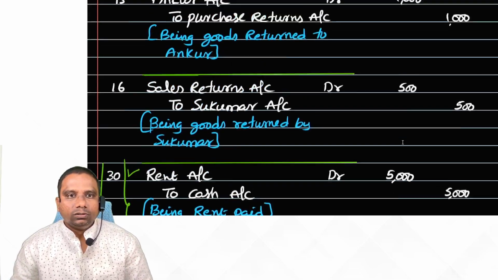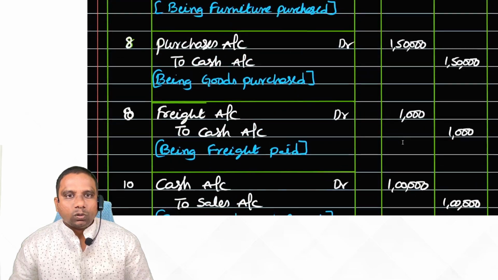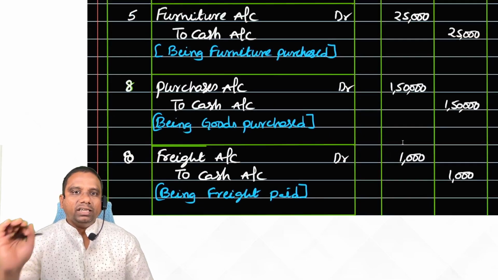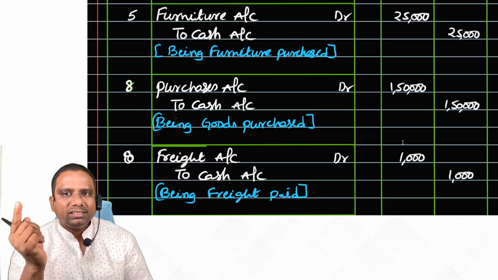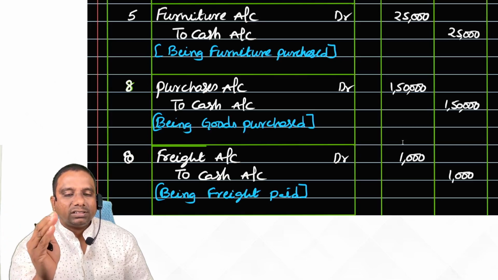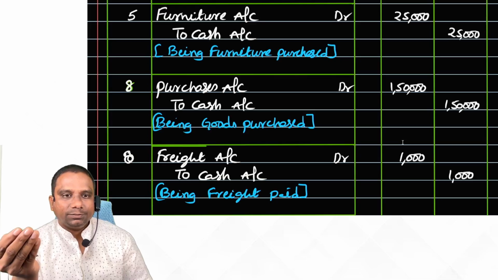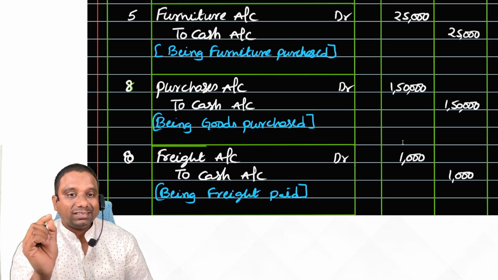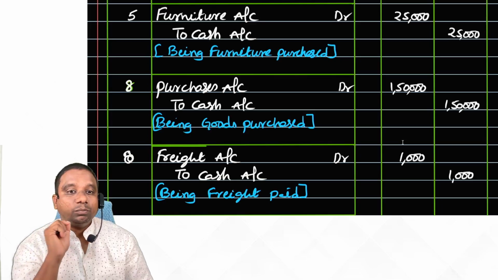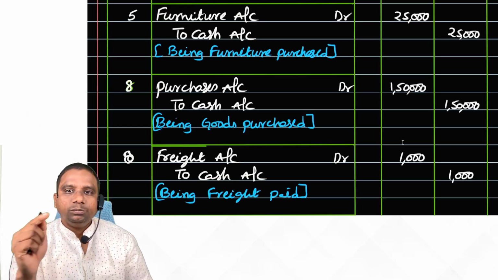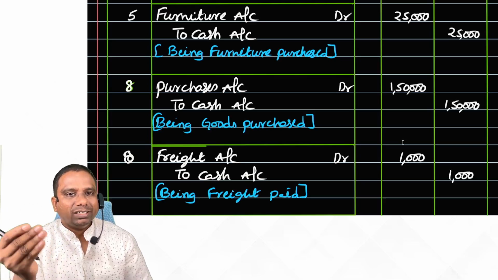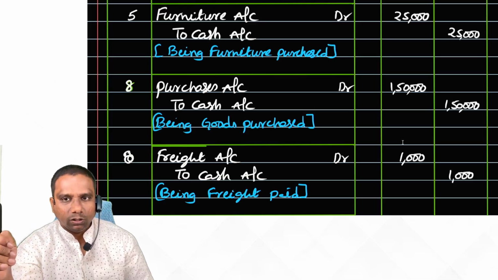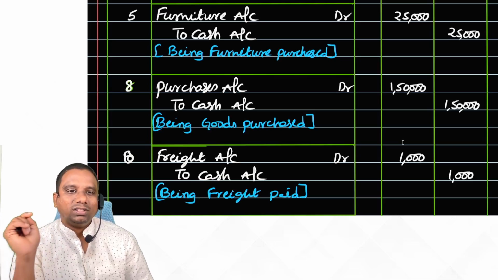Next one, if you observe the same problem, observe eighth date. Purchases account debit 1.5 lakh, to cash account 1.5 lakh. Next, we have paid freight for this purchases on the same date. Here also you can write combined entry. How, sir? Simple. Purchase account debit 1.5 lakh, freight account debit 1,000, to cash account 1,51,000.